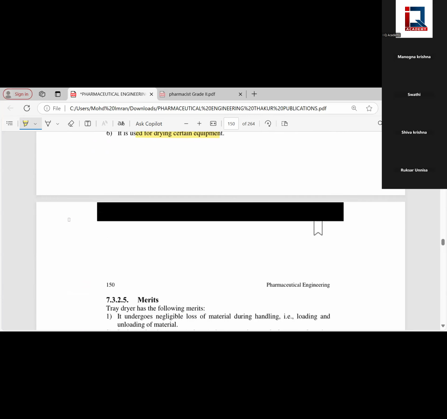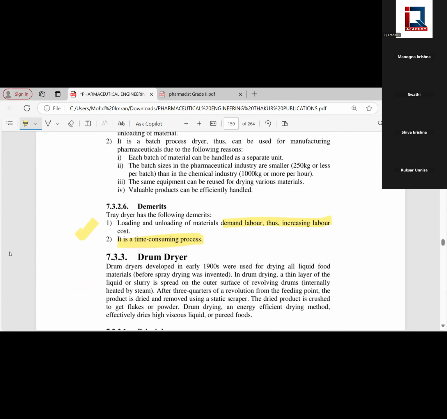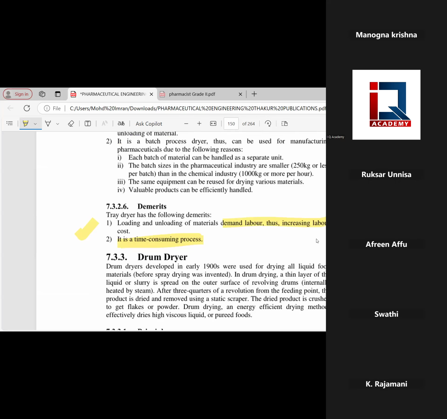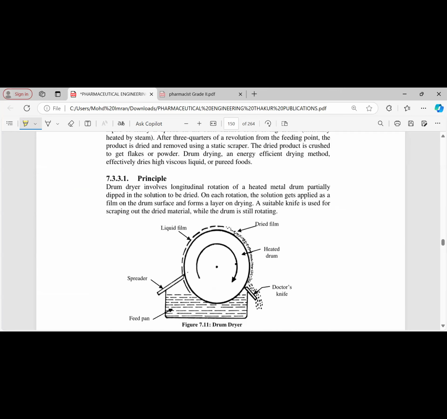So clear with the tray dryer? No one? No one is clear with the tray dryer? Chandra, Deepika, Chandra? Yes, sir. Okay.